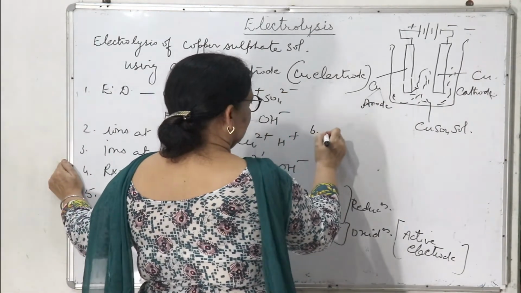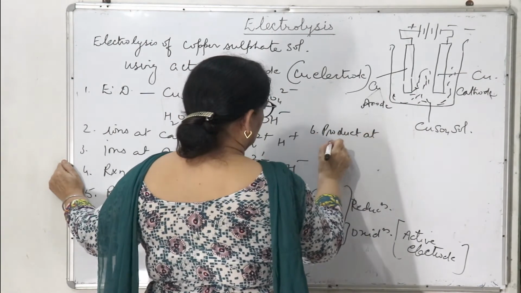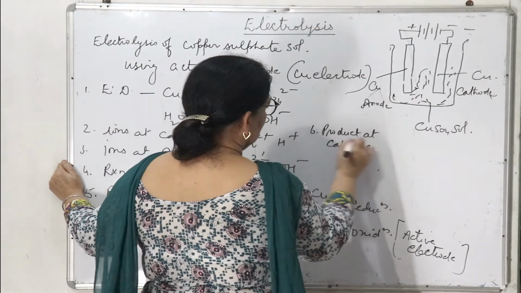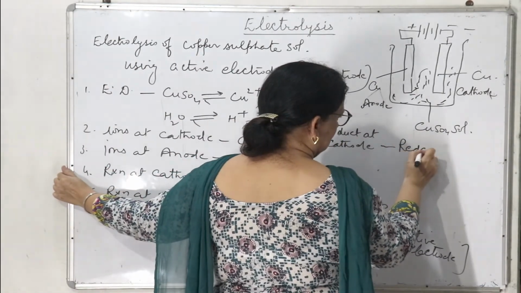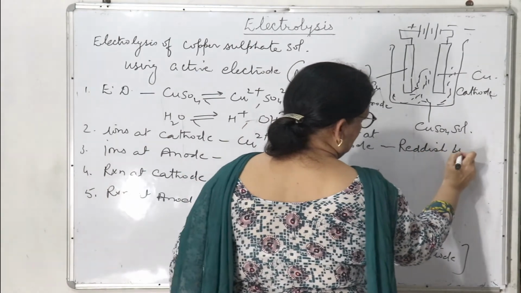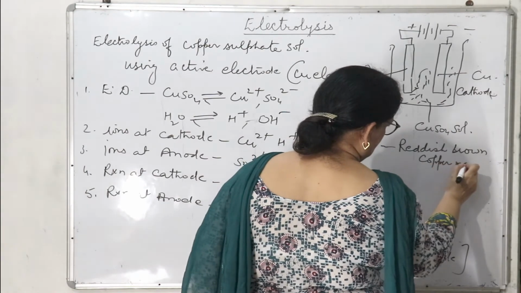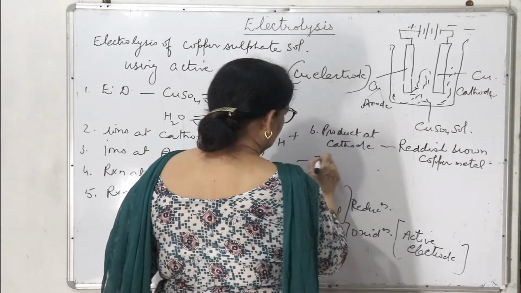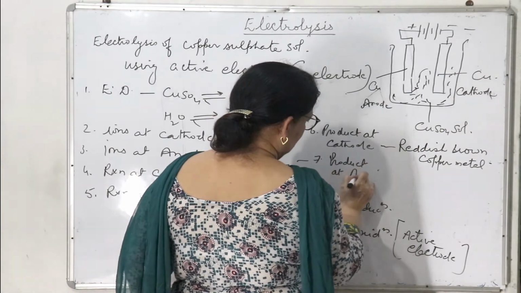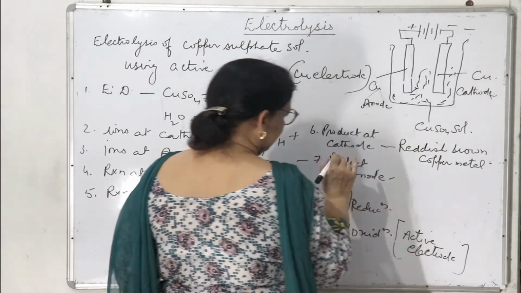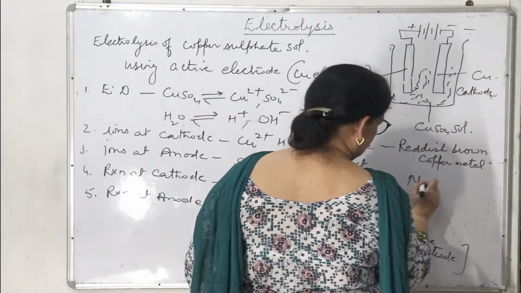Now sixth step, that is product at the cathode. So which product is formed at the cathode? That is reddish brown copper metal. Seventh step, that is product at the anode. What is formed at the anode? As nothing will form at the anode, the product is nil.